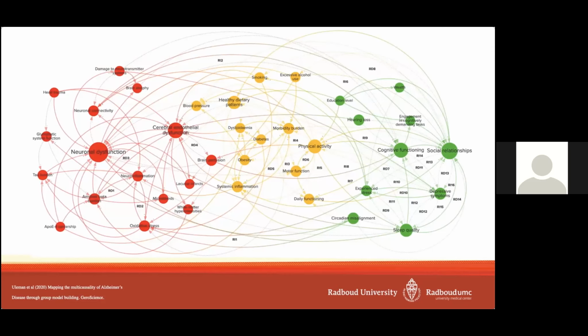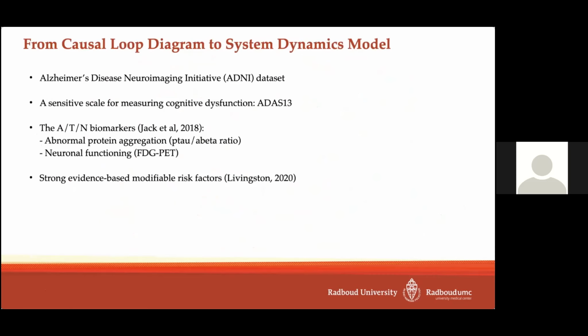Now, of course, it's great to have a diagram like this, but it's quite difficult to develop a computational model with so many nodes and edges from the get-go. And so we first wanted to develop a proof of concept model, for which we used the ADNI dataset, which contains a sensitive scale for measuring cognitive dysfunction, the ADAS. It contains ATN biomarkers, which include abnormal protein aggregation and neuronal dysfunction. And the dataset also contained 10 out of 12 of the modifiable risk factors from the previously mentioned landmark study by Livingston. And for this first proof of concept system dynamics model, we assumed that these risk factors are exogenous constants, and their values at baseline affect the biomarkers and cognitive functioning over time.